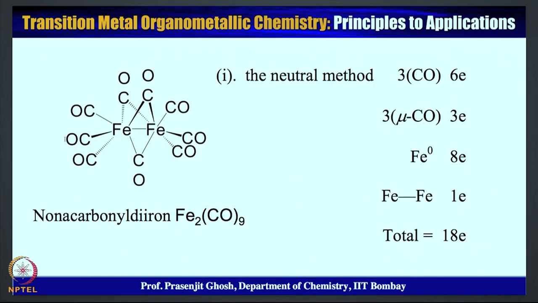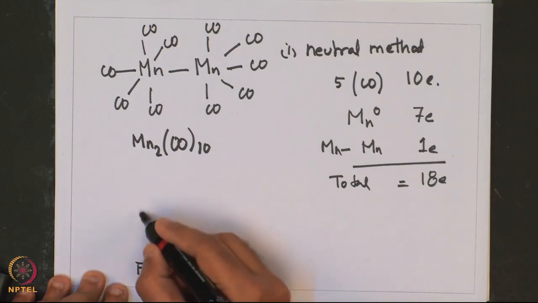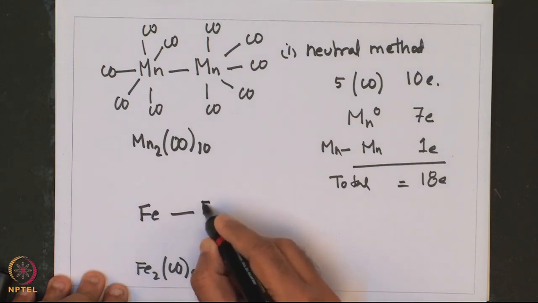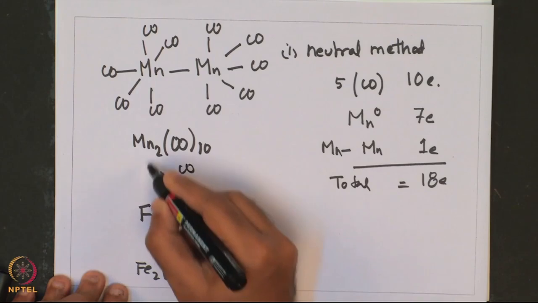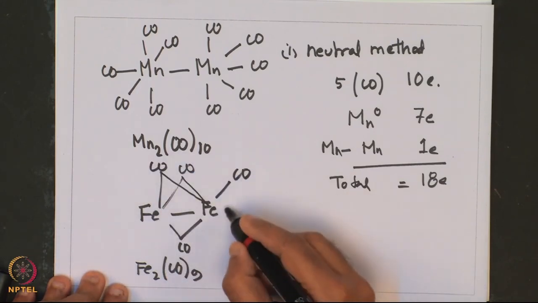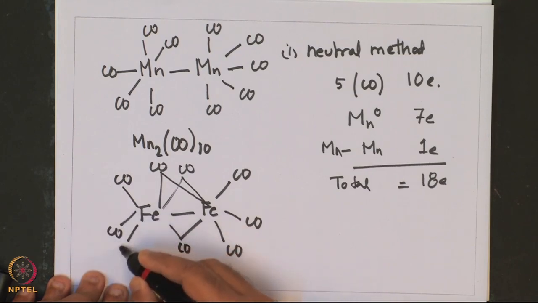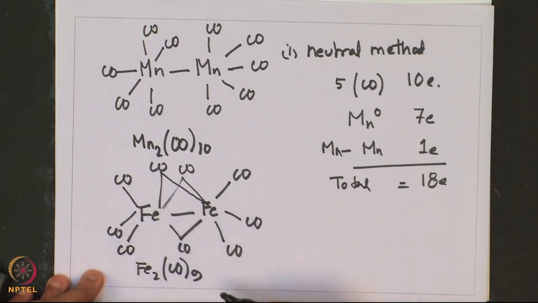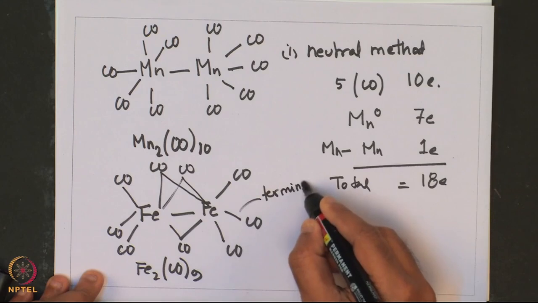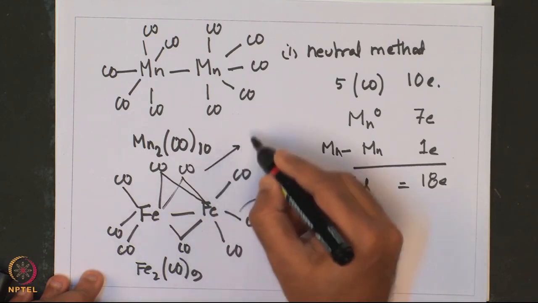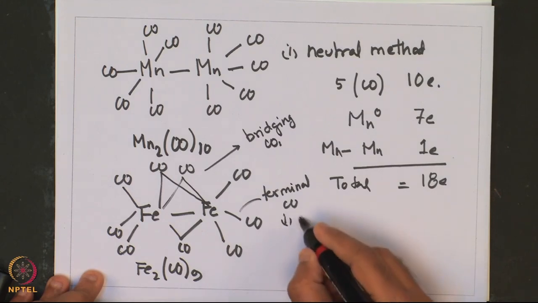Similarly, if we take diiron nonacarbonyl, Fe2(CO)9, the structure of this compound has two iron atoms, three carbonyls at the side, which are called terminal carbonyls, and three bridging carbonyls, which are called bridging carbonyls. So, again let us do the counting by the neutral method.